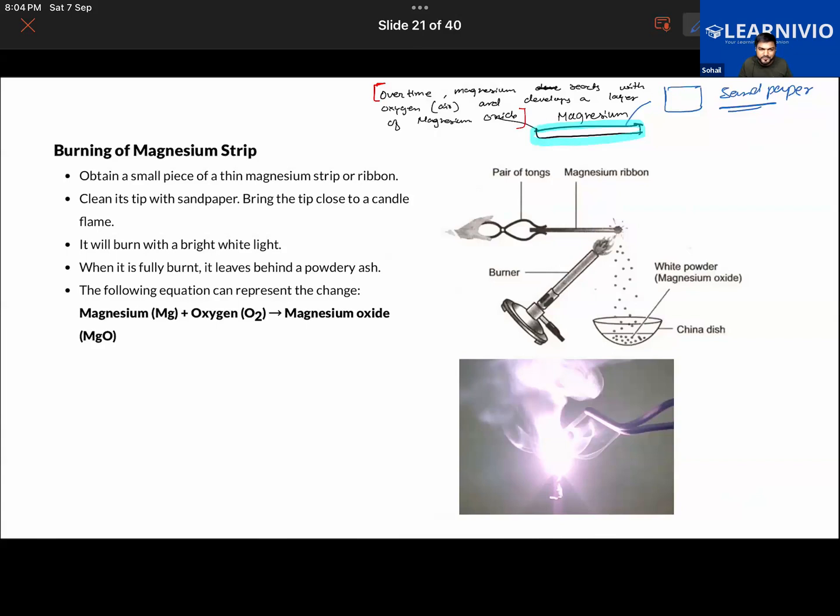Okay, so as we are burning it using a burner, you can see a white dazzling light is given off. A bright light is given off. That is one thing. Furthermore, when it is completely burned, you can see some powder-like substance falling down in this china dish. That is white powder. This is basically magnesium oxide.